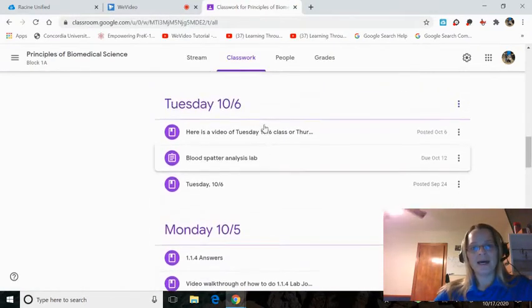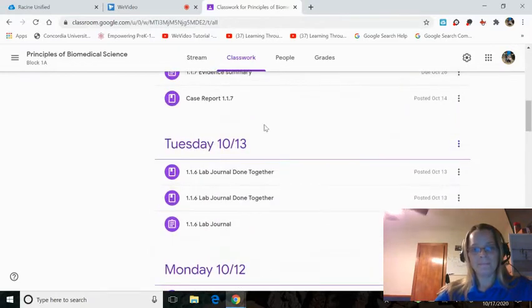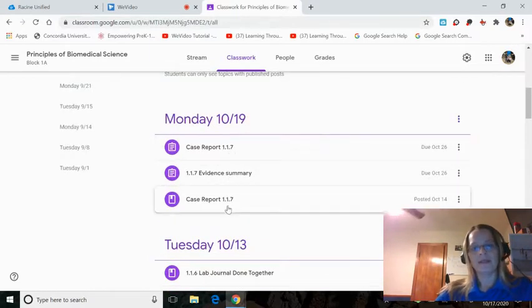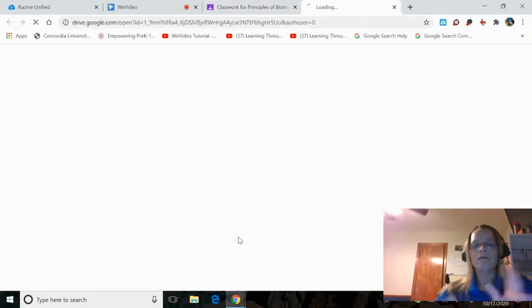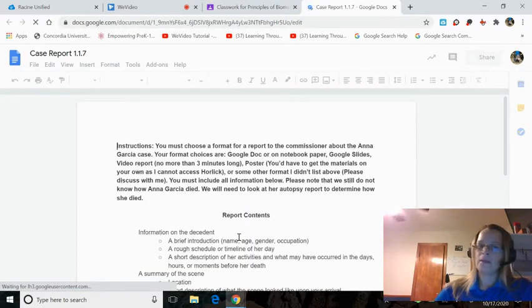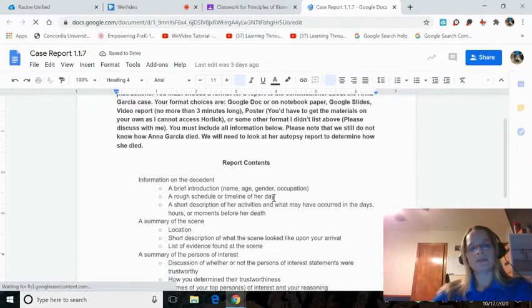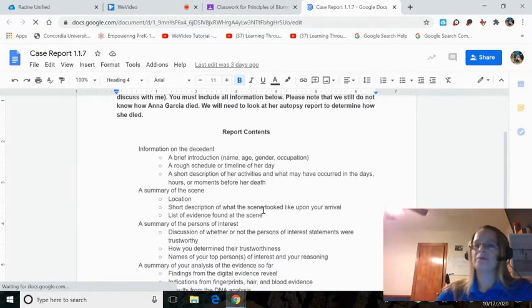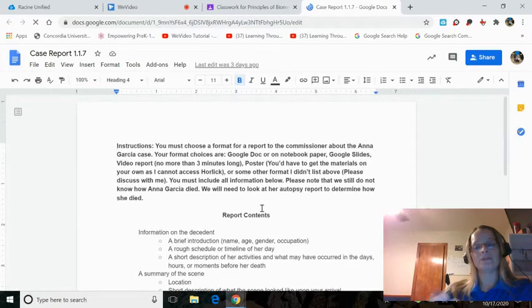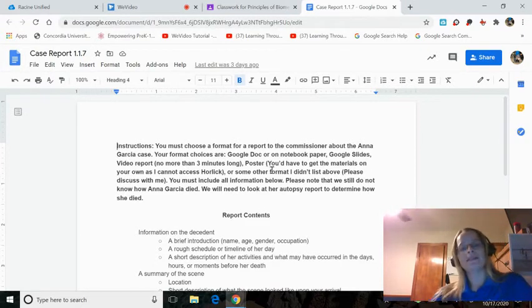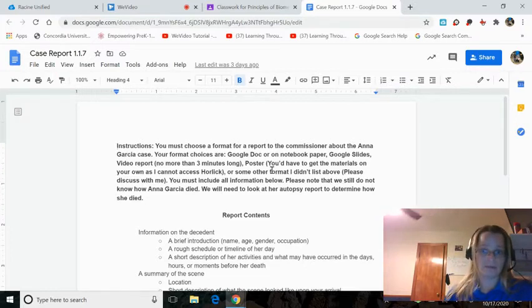If we look at, here we go, the case report. This is an outline of what you're going to do. You have to answer all of these bullet points in some format of your choosing. Remember, it's going to be a professional thing. You're going to present this as if you were presenting it to a boss at a new job. You can choose to present it as a Google Doc, or if you prefer handwriting, you can write it on notebook paper and take a picture of it for me. You can do Google Slides.